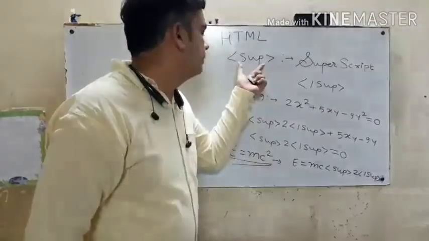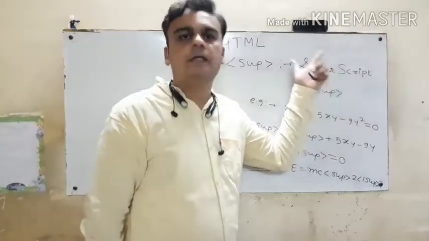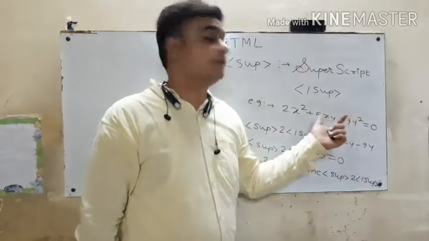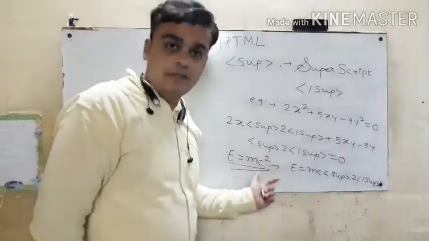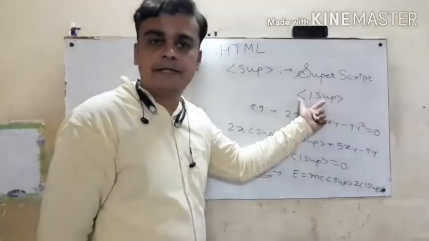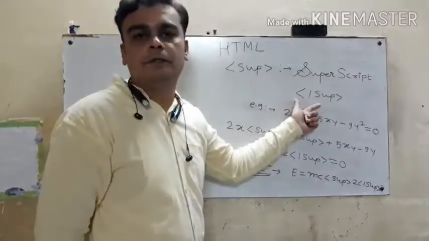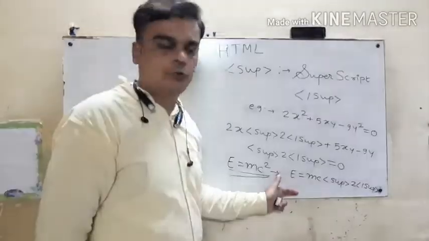I am again going to repeat. SUP stands for superscript. It is used to display the information at power position, and generally it helps to display mathematical formulas as well as equations in my web page. It is a pair tag. Its companion tag is /SUP. And these are the two separate examples that I showed you.